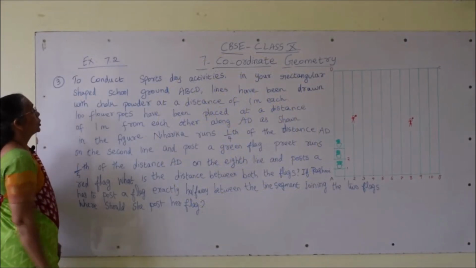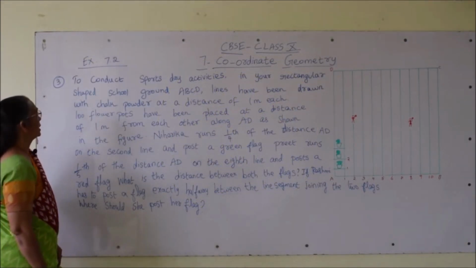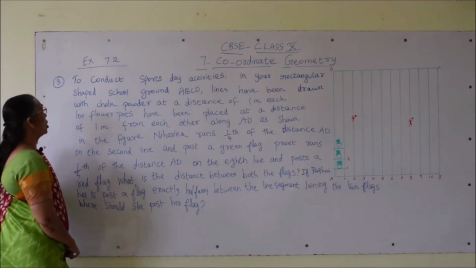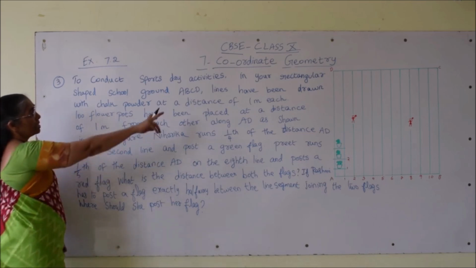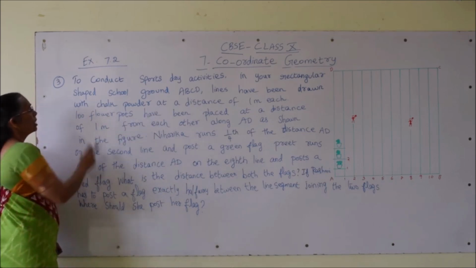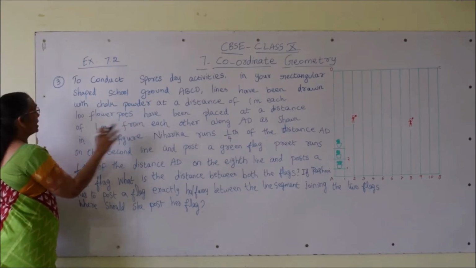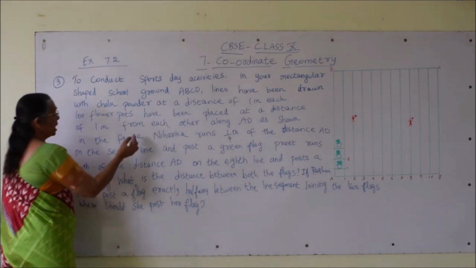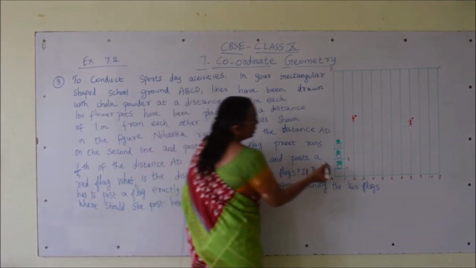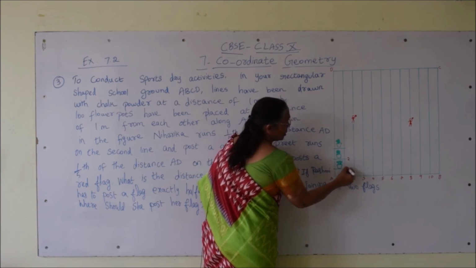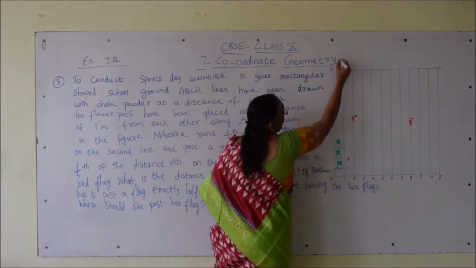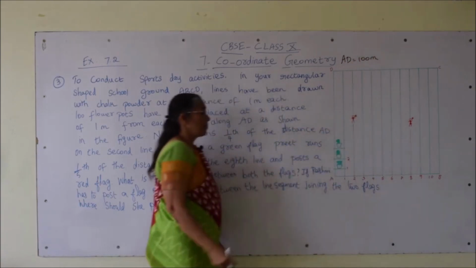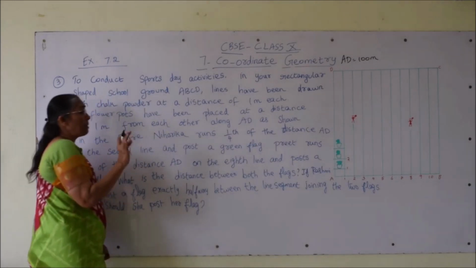Third problem. To conduct sports day activities in your rectangular school ground ABCD, lines have been drawn with chalk powder at a distance of 1 meter each. 100 flower pots have been placed at a distance of 1 meter from each other along AD as shown in the figure. So, each flower pot is 1 meter apart, 1, 2, 3 like that. The length of AD is 100 meters, and at each 1 meter gap a flower pot is kept.